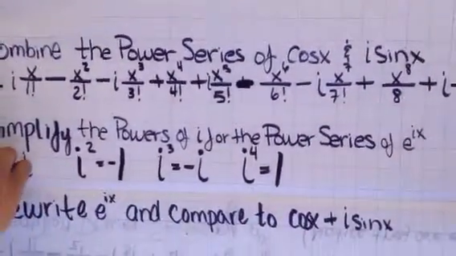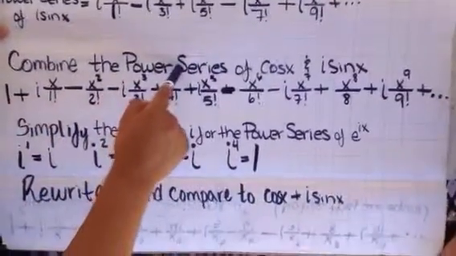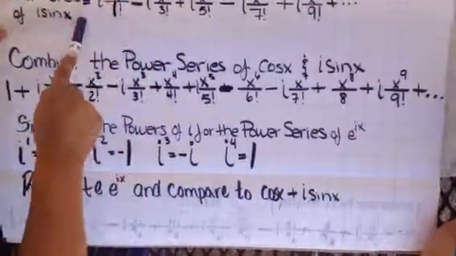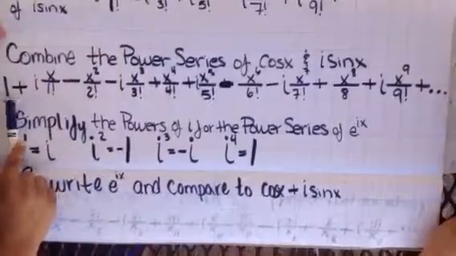By knowing these, we will now combine the power series of cosine and i sine, which will look something like this.